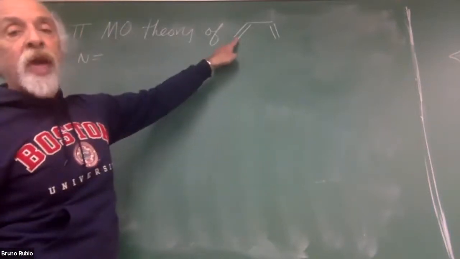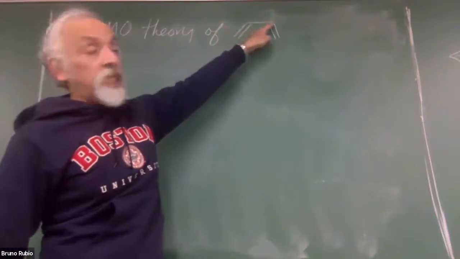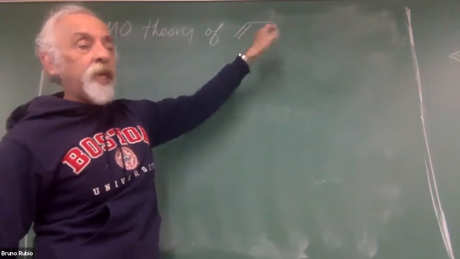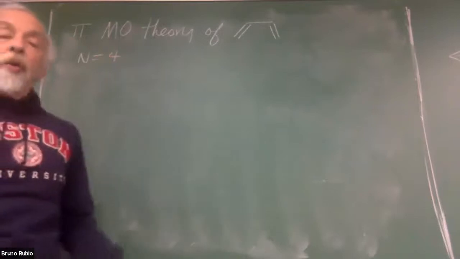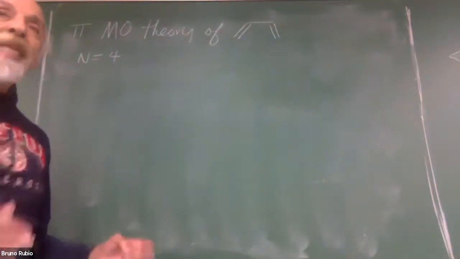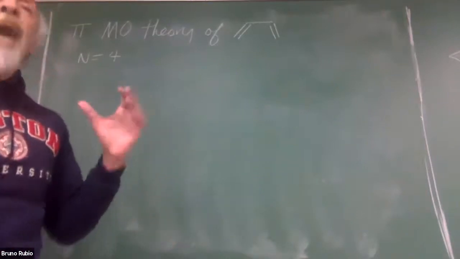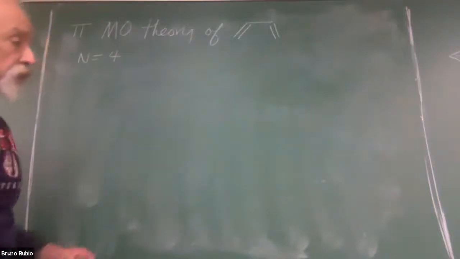Each of these carbons is sp2 hybridized, and there's a p orbital on each one. So for butadiene, N equals 4, we have 4 interacting p orbitals, and we're going to have 4 pi orbitals. Let's draw them. Okay, so what do we do?